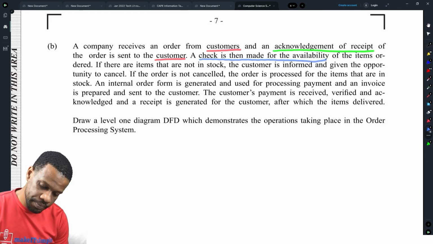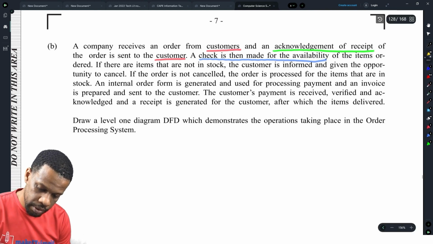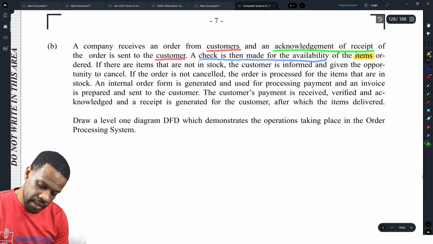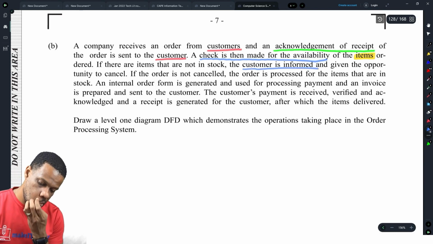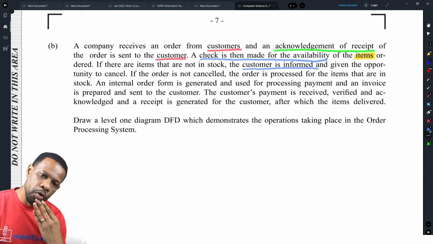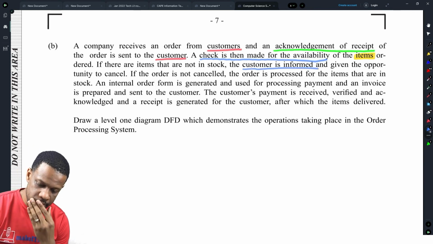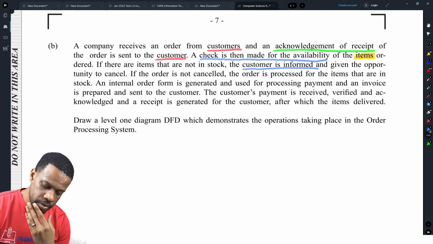Where are they checking? They're checking somewhere in a database. Where's the database? We'll create the database called the items database. Alright, cool. If the items are not in stock, the customer is informed. That would be an arrow going back to the customer. Customer is informed and given the opportunity to cancel.